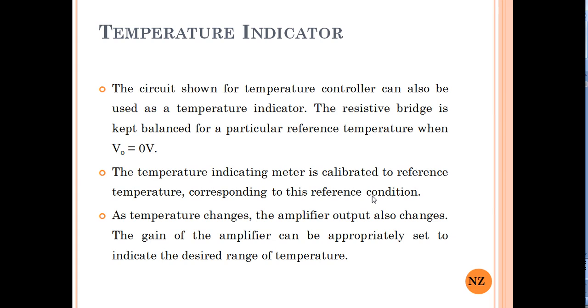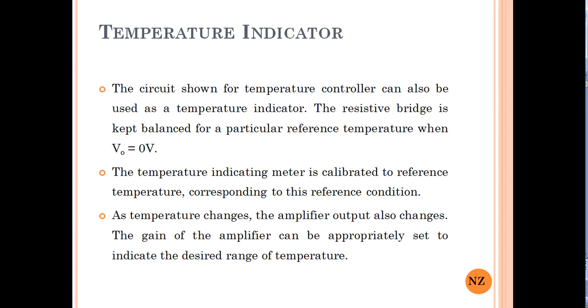So now I will set my bridge for some reference voltage. For example, I will calibrate it for 25 degree. Now if there is any change with respect to 25 degree, then there will be a deflection in the meter. So any temperature change, the output of the amplifier also changes. So the gain of the amplifier can be appropriately set to indicate the desired range of temperature. So now for an example, I will set my value to 25 degrees Celsius. That is my reference condition, and there is no output at the amplifier.